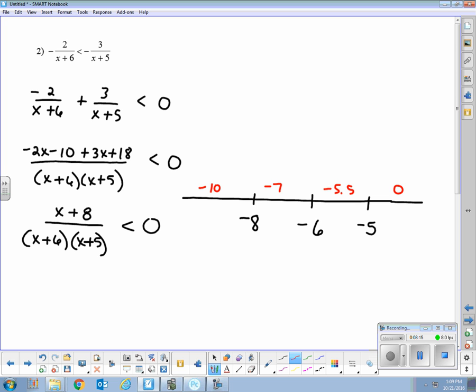Negative 10 plus 8 is negative. Negative 10 plus 6 is negative. And negative 10 plus 5 is negative. That's negative. It's going to work because negatives are less than 0.